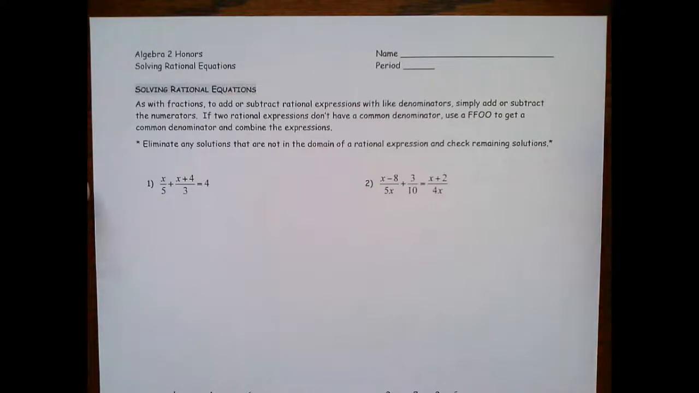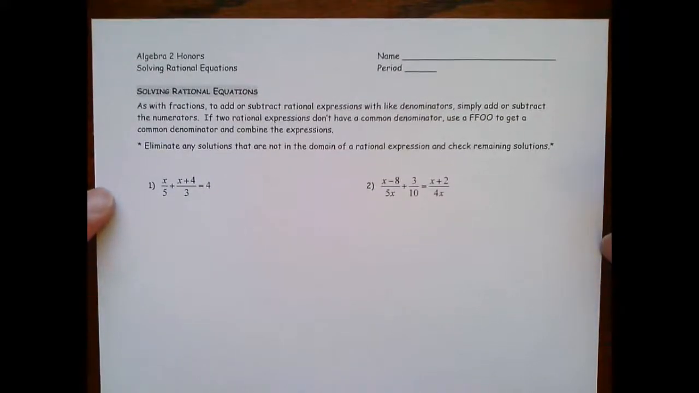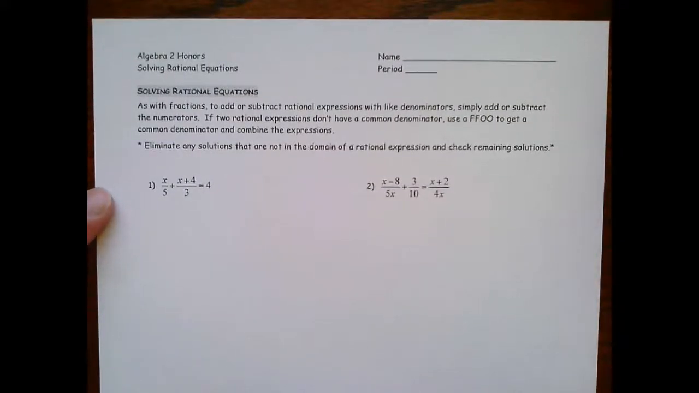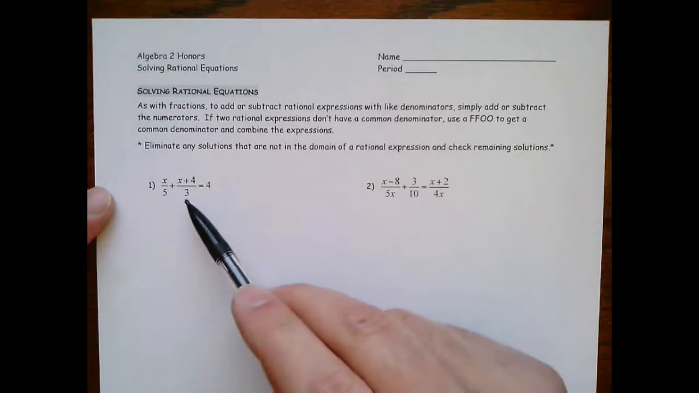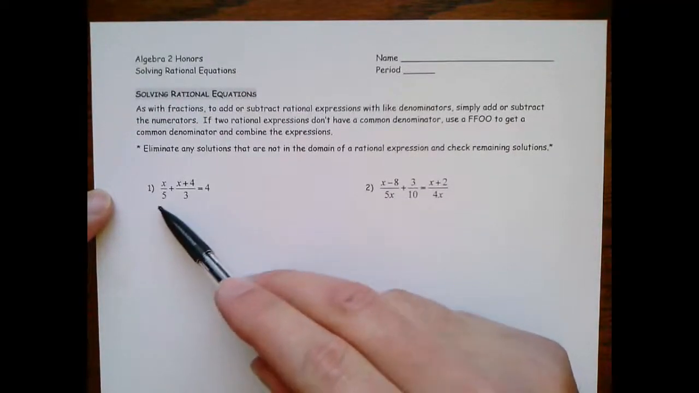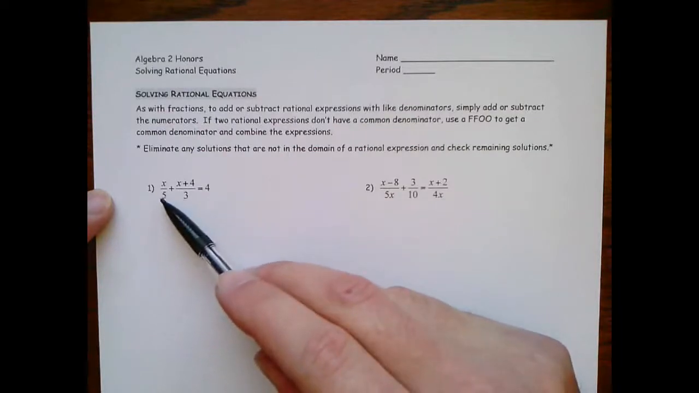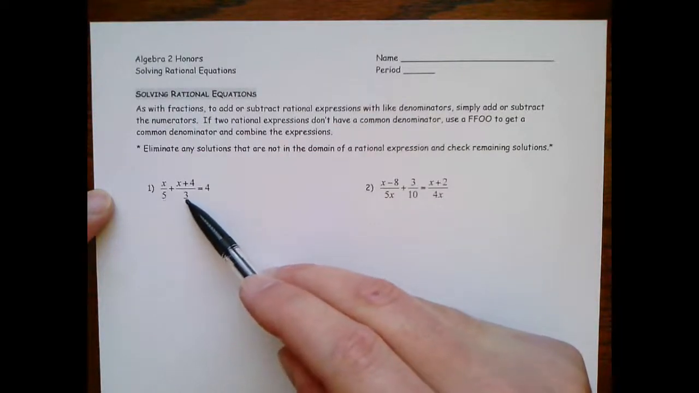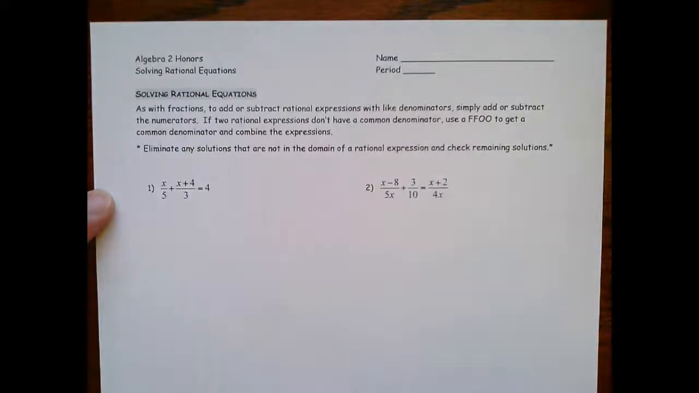Here we have x divided by 5 plus x plus 4 over 3 is all equal to 4. So on this page, I'll show you how to do things with finding common denominators in order to add or subtract fractions. Right off the bat for number 1, we can see x divided by 5 plus x plus 4 over 3. If I try to add these two, I wouldn't be able to do it right away because x over 5 has a denominator of 5 and x plus 4 has a denominator of 3.